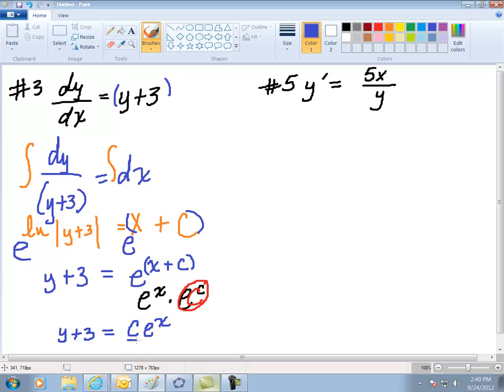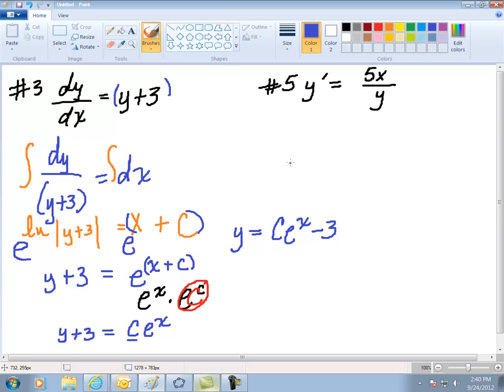And this c right here is just coming from the fact that I've replaced e to the c with just another constant. And now if I just want to solve for y, I'd subtract 3 from each side. So for my solution, I would get y equals c e to the x minus 3, okay?